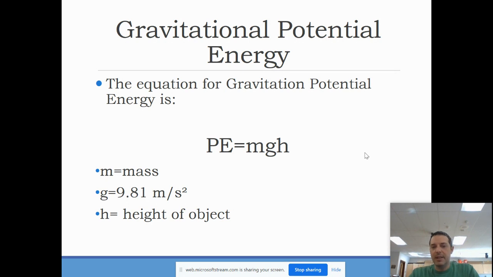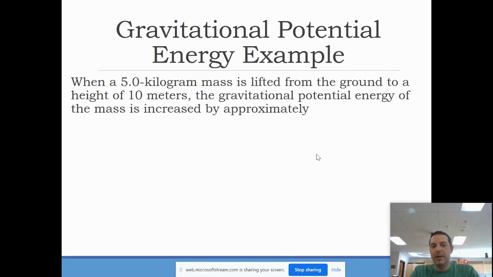For gravitational potential energy, we have an equation: potential energy is equal to mass times acceleration due to gravity times height. Those three terms, mass times gravity times height, tell us how much gravitational potential energy is in a system. Let's go ahead and do an example of this.